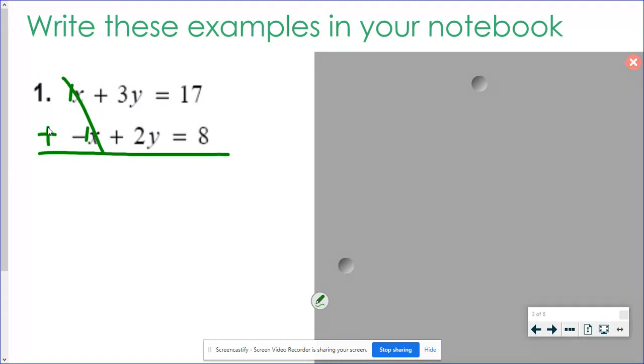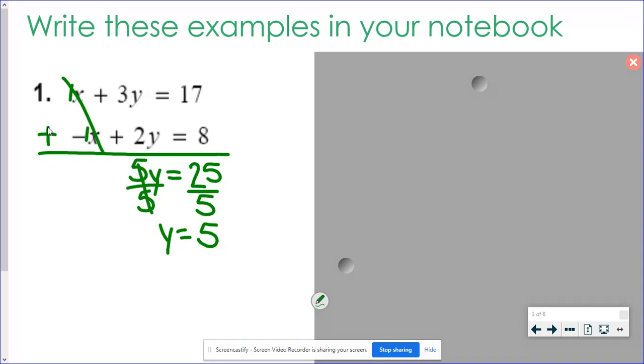We want one of the variables to be eliminated. So when I add the other parts of the equations together, we have just one variable. So 3y plus 2y is 5y. And 17 plus 8 is 25. We can solve this. So the y is going to be 5.